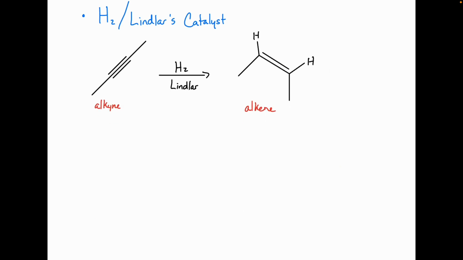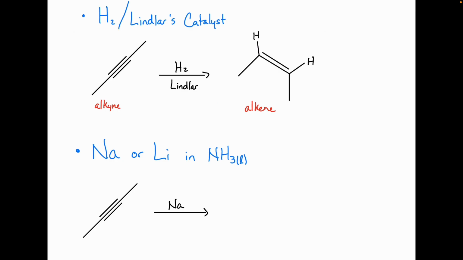But what if we want the other stereoisomer? We're going to have to use another method. This uses either sodium or lithium in ammonia. So if we want to take our alkyne, then we can get a trans alkene using this method.